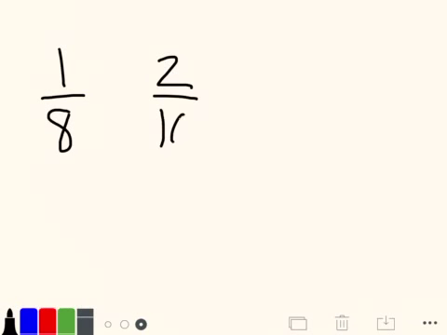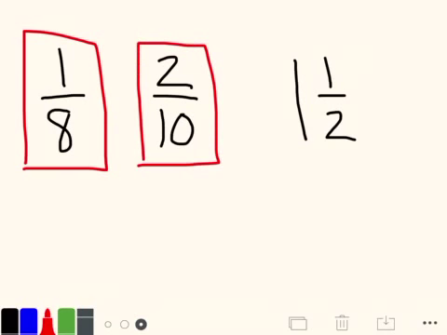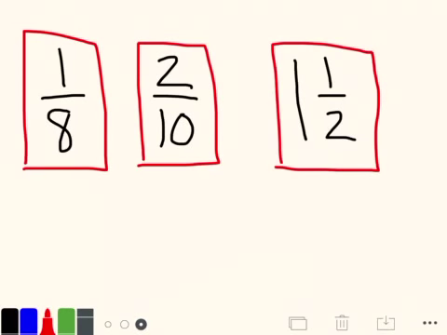So when we've been looking at fractions, say for example, the fraction 1/8, 1 over 8, we read it as 1/8, 2 over 10 we would read as 2/10, and if we had something like 1 and 1/2, we would obviously read it as 1 and 1/2. So over here on the left would be 1/8, in the middle would be 2/10, and on the right would be 1 and 1/2.